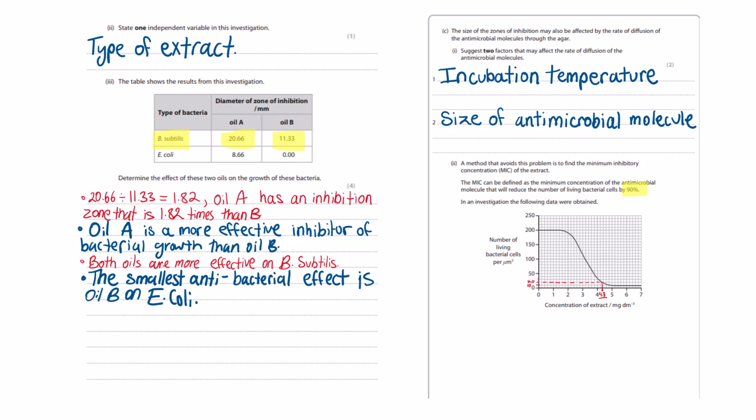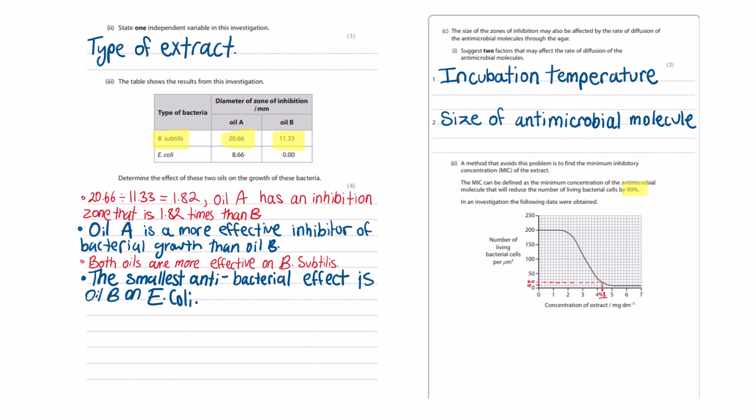The table shows the results from this investigation. So we have our type of bacteria, B and E, we have oil A and oil B, and we have our zone of inhibition. So the larger the zone of inhibition, the more effective, because that means that this zone has no growth on it. Determine the effect of these 2 oils on the growth of these bacteria.